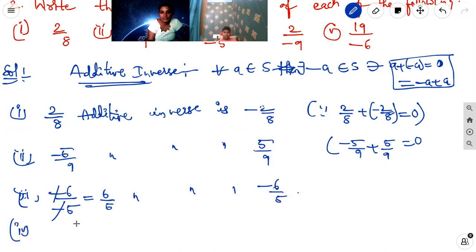Fourth one, 2 by minus 9 means first we can interchange the signs. Why? Because when we multiply the numerator and denominator by minus 1, the signs will be changed. So minus 2 by 9's additive inverse is plus 2 by 9.